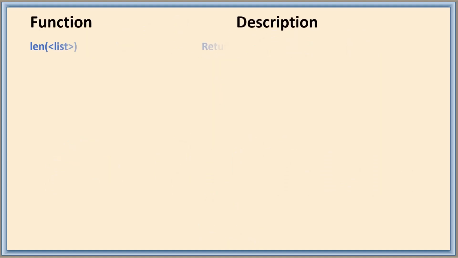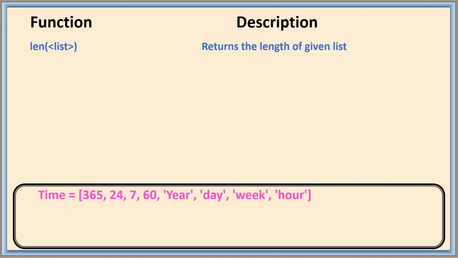First function, len, is a common function across all the sequences. We have also already seen this in strings. In strings it will return the number of characters in it. Here, for a list, it will return the number of elements, that is, the number of items in the list. For example, if I have a list called time with many elements in it, len of time will return the number of elements. There are 8 elements in it, so the output will be 8 here.